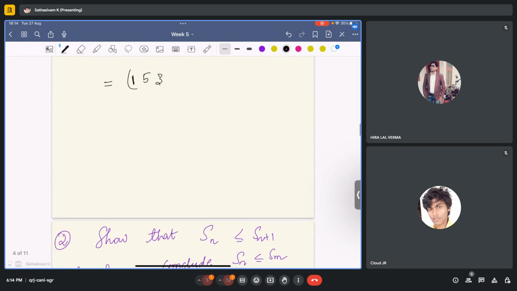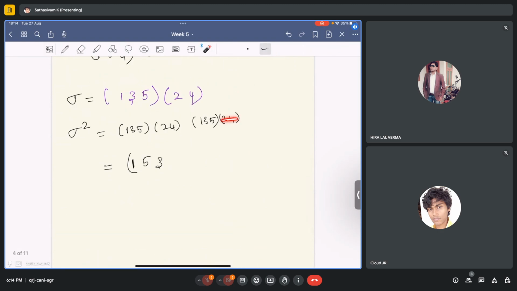Okay. So now let's look at 3. This does not do anything to 3. Here 3 goes to 5. Here 5 will remain invariant. Now 5 goes back to 1. So basically if you look, 3 goes to 5 and 5 goes to 1. So basically 3 goes to 1.